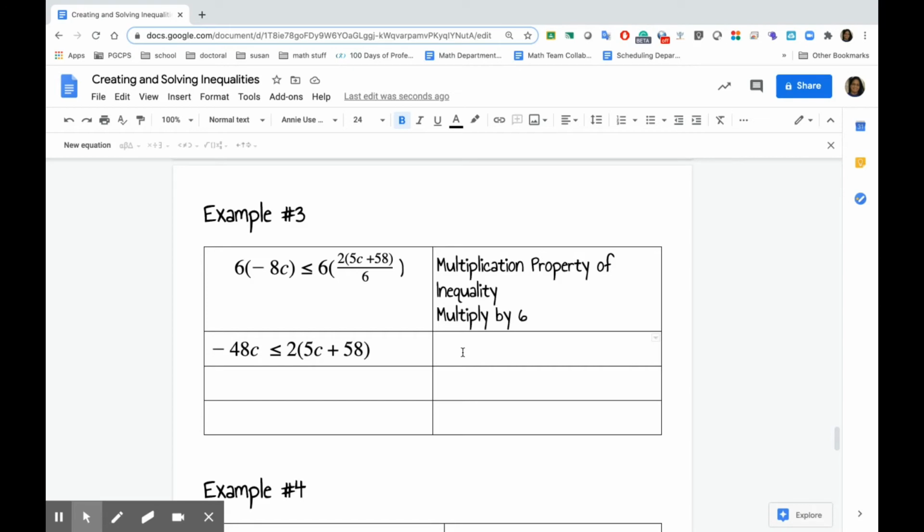Let's use the distributive property. So multiply 2 to the terms inside. So now the left side will be negative 48c less than or equal to 10c plus 116.